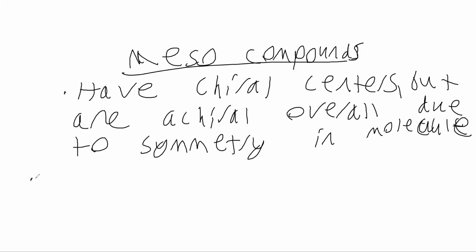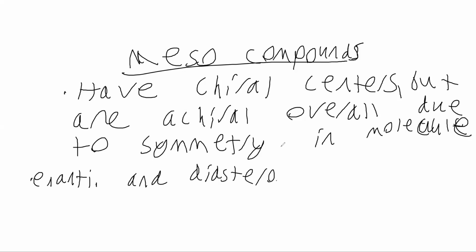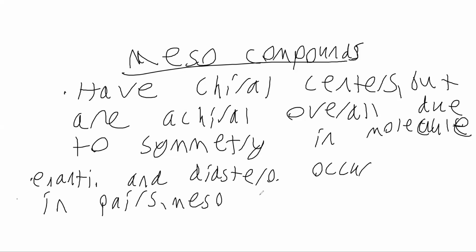So while enantiomers and diastereomers occur in pairs, meso compounds don't. Meso compounds are individual things. We have two enantiomers or two diastereomers in relation to each other, but one meso compound is one thing by itself. There is no mirror image or other isomer.